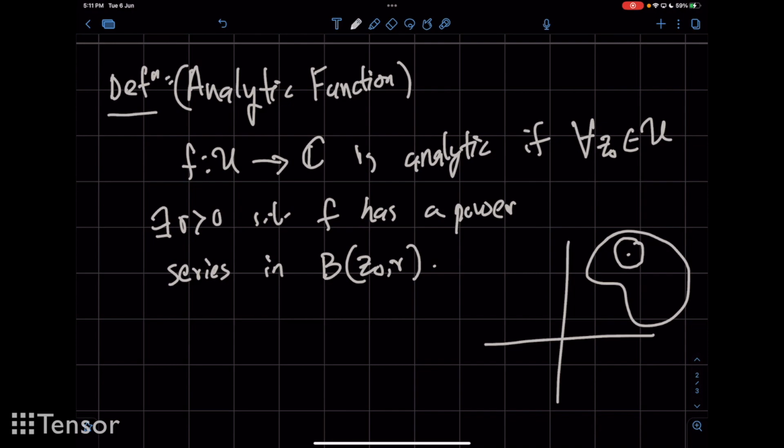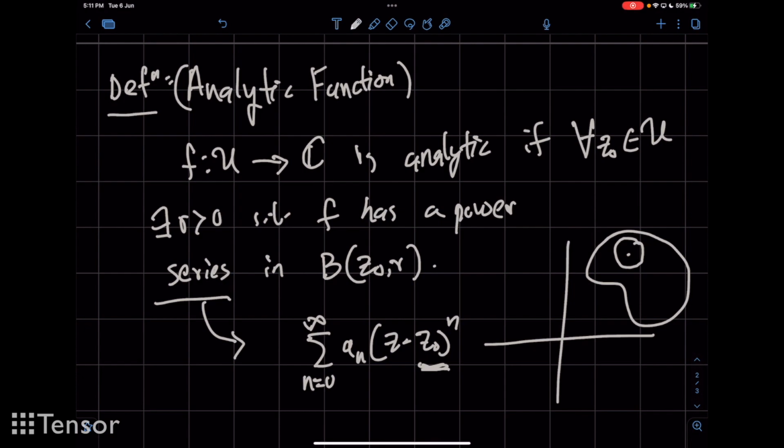Let me clarify what I mean by power series. By power series, I mean a series of this form: the sum of a_n (z minus z naught) to the power n, where this sum runs from n equals 0 to infinity. A sum of this form is called a power series, which is centered at z naught.